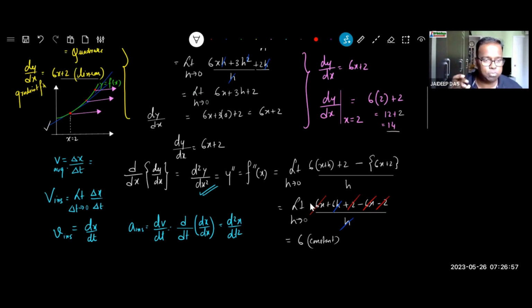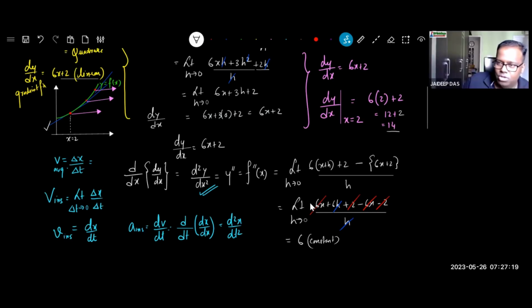14 is the slope of the green curve at x equal to 2. Did you get it? Hold on. Look, 6x plus 2 is a line. Do you agree with me? Yes. Can it have variable slopes?